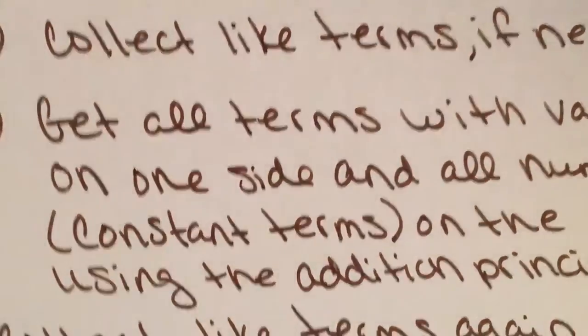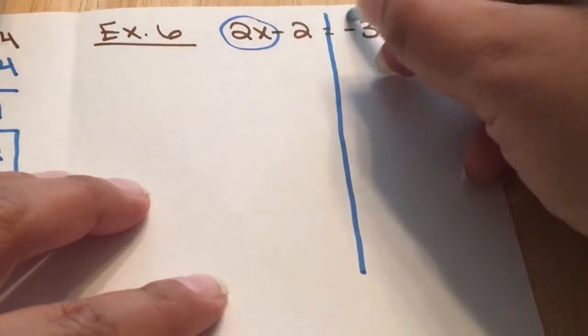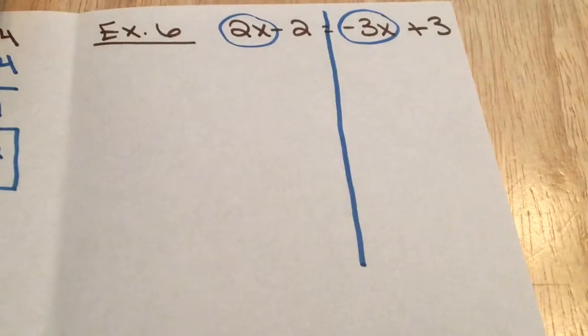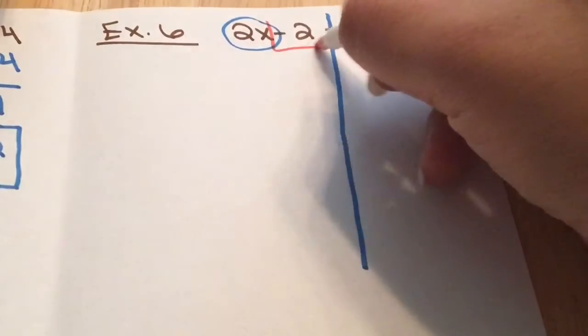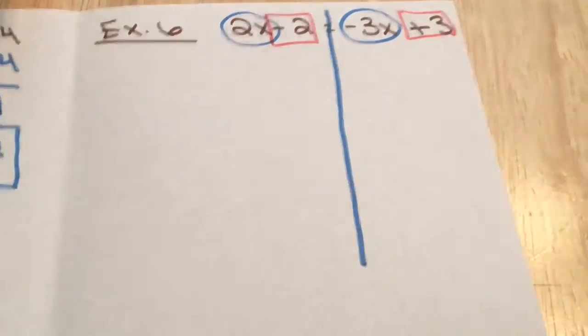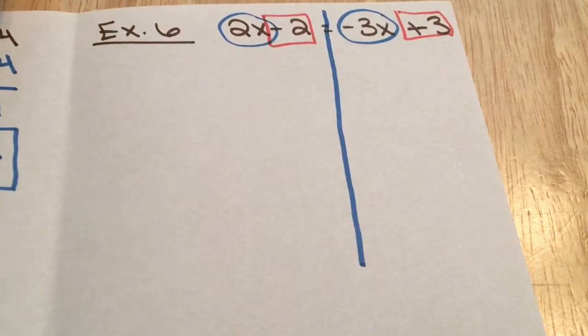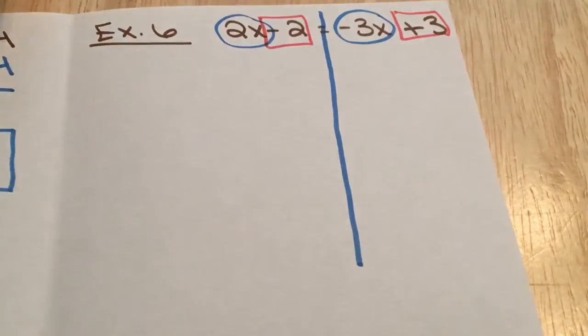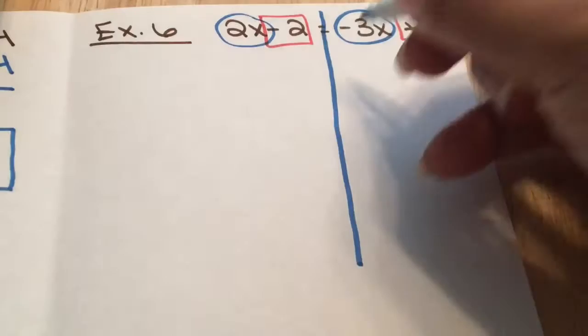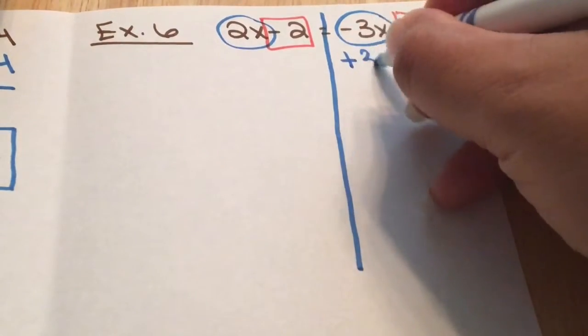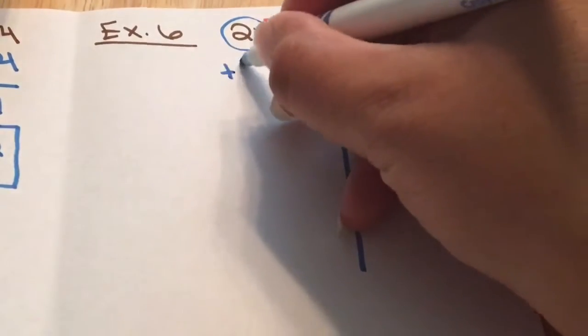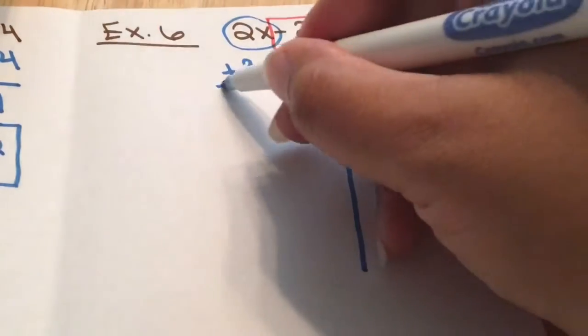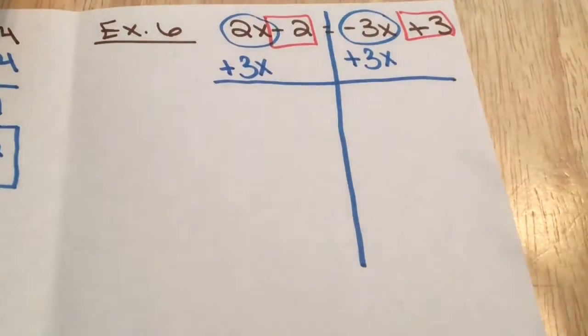We have to get all the terms on one side. Notice we have 2 variable terms and 2 constant terms. So I want to get my 2 constants on one side and my 2 variables on the other side. It doesn't make a difference which ones are where. Because I have a negative 3x, I want to kind of get rid of the negatives. I want to make this as easy as possible. So I'm going to add 3x to both sides. We could have subtracted the 2x as well. It would have been the same thing.